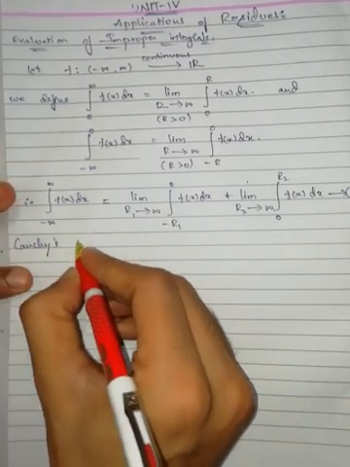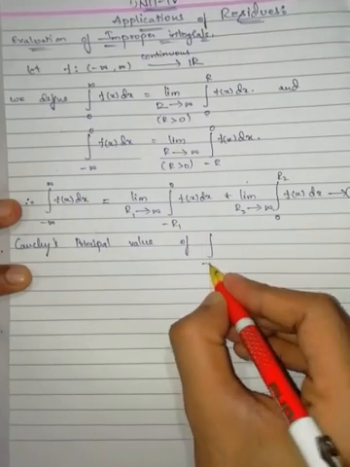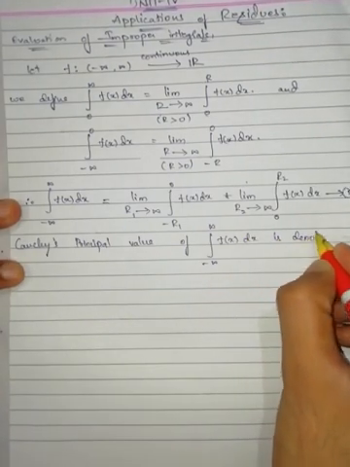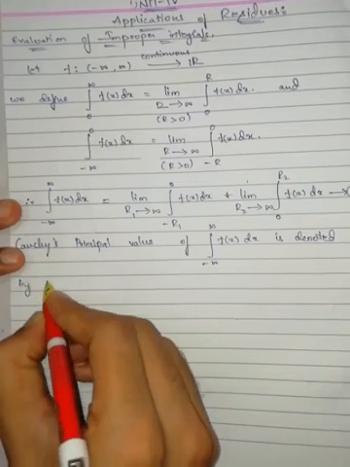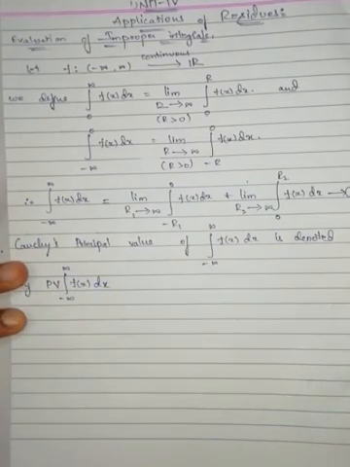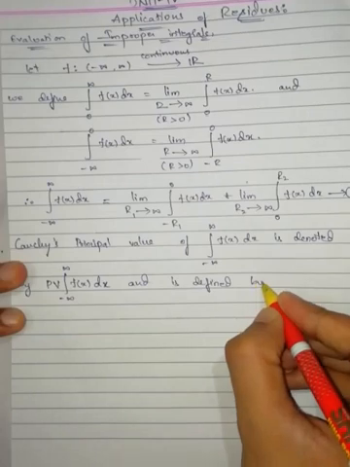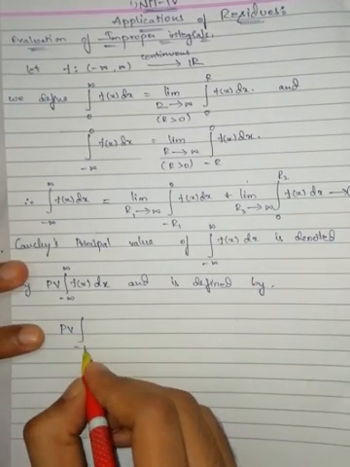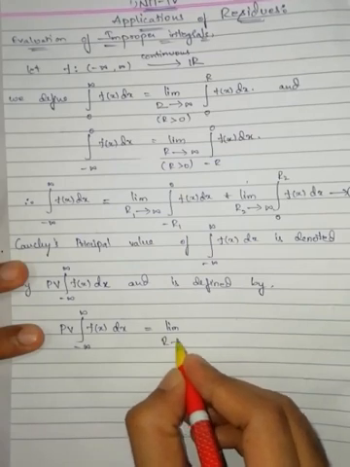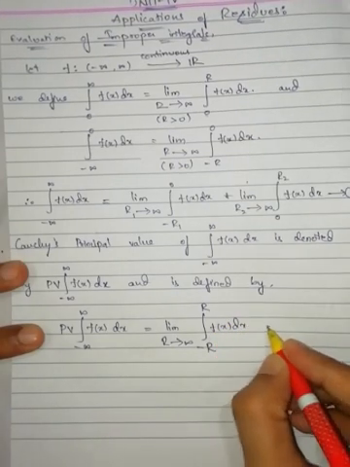Cauchy's principal value of integration minus infinity to infinity f of x dx is denoted by PV of integration minus infinity to infinity f of x dx, and is defined by PV of integration minus infinity to infinity f of x dx is equal to limit capital R tends to infinity, integration minus r to r f of x dx. Equation number 2.